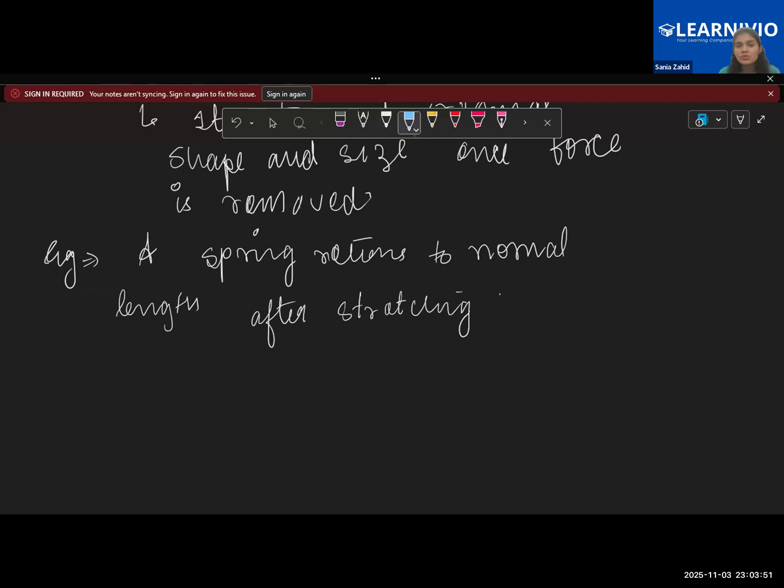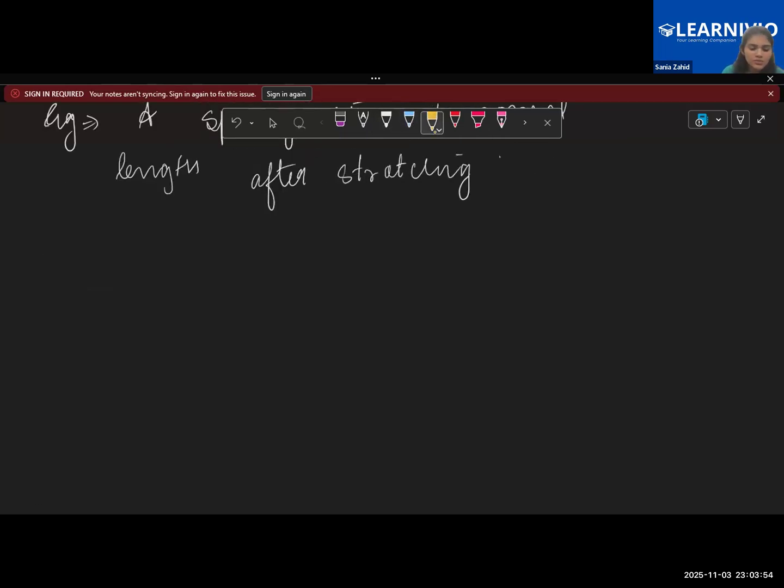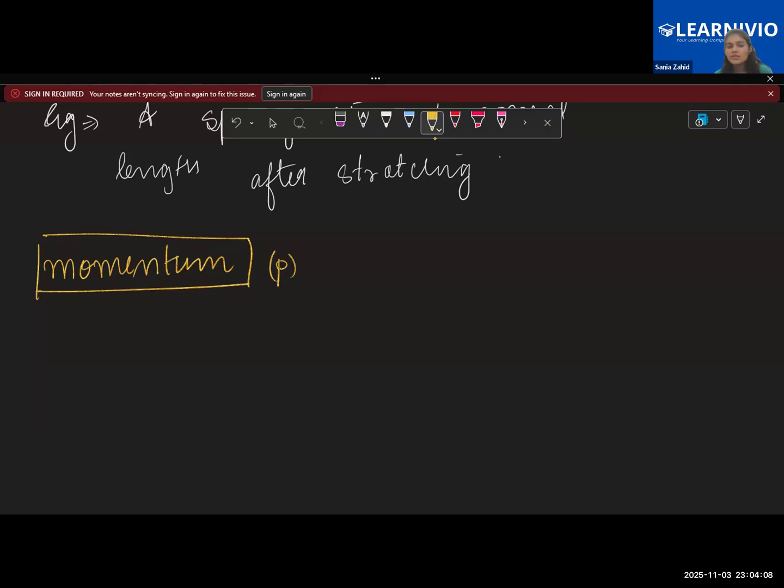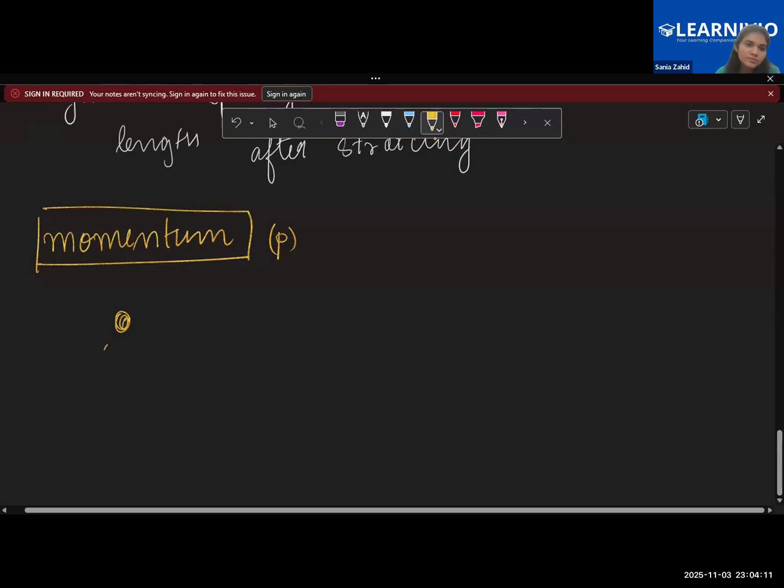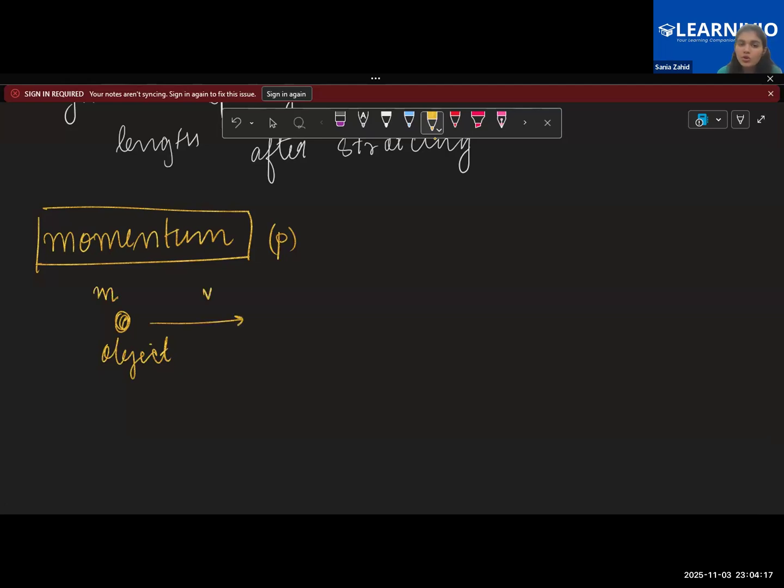Okay. Now next we come to the further topics, that is momentum, mass and velocity. So what is momentum? Momentum is denoted by P. Let's suppose there is an object. This object has some mass m and it is moving with some velocity v. When you multiply the mass and velocity of this object, it will give you its momentum. So momentum is basically the product of mass and velocity of any object, right?